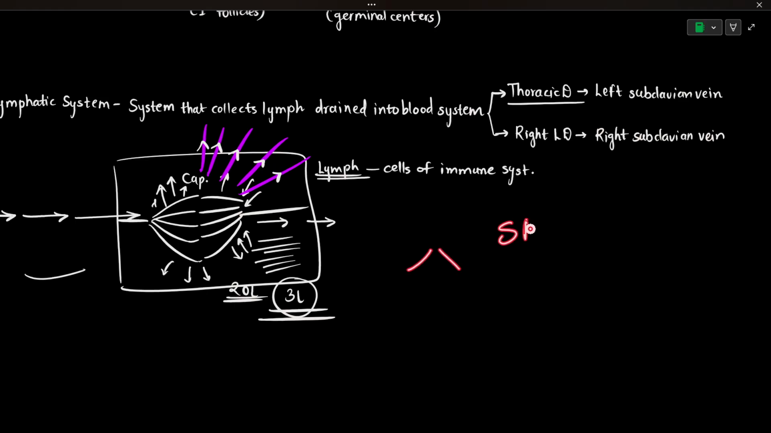So smooth muscle contraction is ensuring that the smooth muscles present in those vessels ensure that the lymph flows in the given direction. And again, surrounding those lymph vessels, there are skeletal muscles. So the contraction of those skeletal muscles will also help in the movement of the lymph.